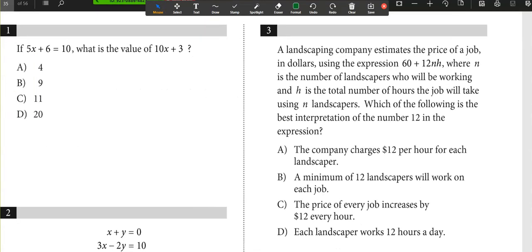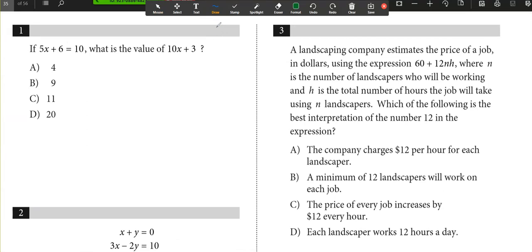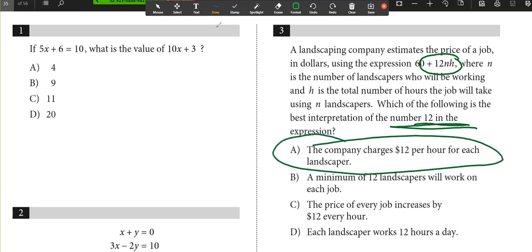Question 3. So what does the number 12 mean in this situation? 12 is obviously connected to something that changes. So what did you guys say it was? Any thoughts? Come on. You are correct. $12 per hour for each landscaper.